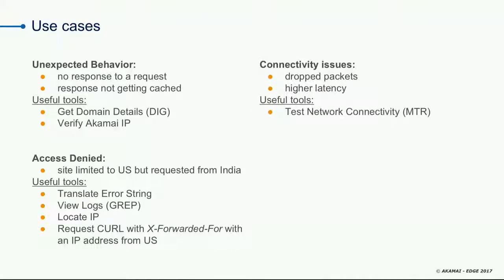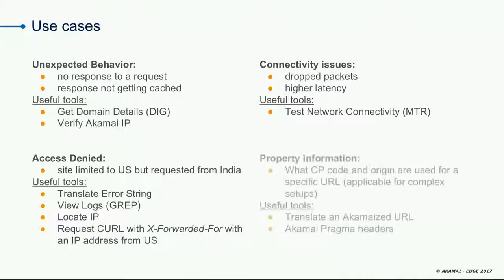The third example is, as I said before, just about the network conditions, where we would use the traceroute tool to see the dropped packets or the higher latency from different locations. So we can distinguish if the issue is local or global around the world. And the last example is for more complex properties, where we want to know about a certain object, which CP code is used, what origin we're going to get the content from, and what the caching time to live setup is. So you can use the translate Akamai URL tool to get this information based on a specific URL, or you can use the Akamai Pragma headers as we discussed before.